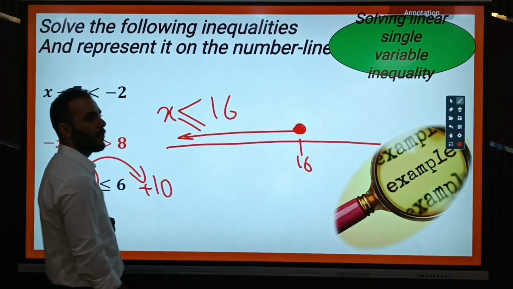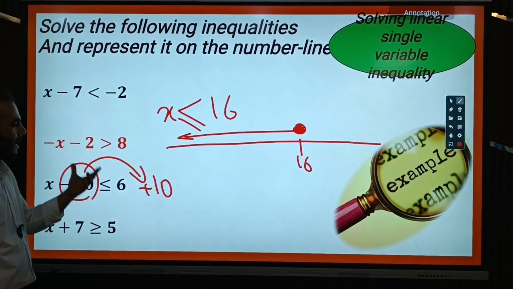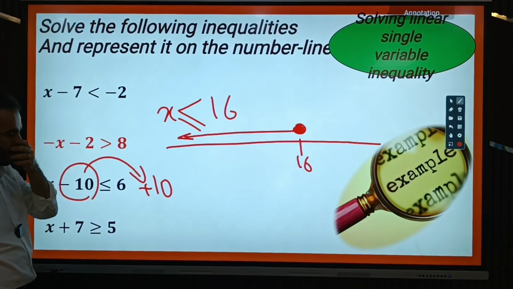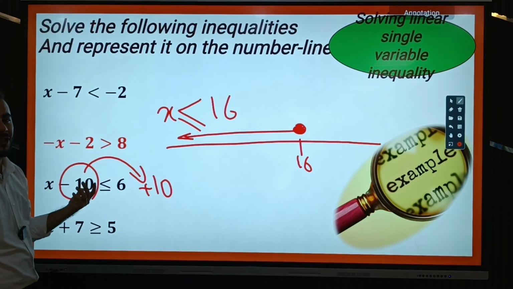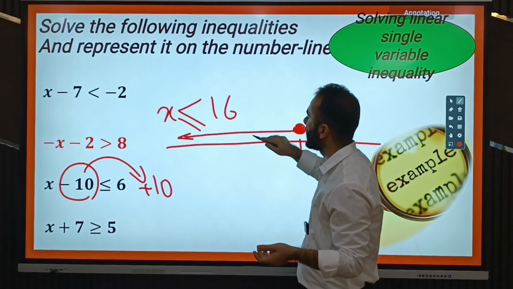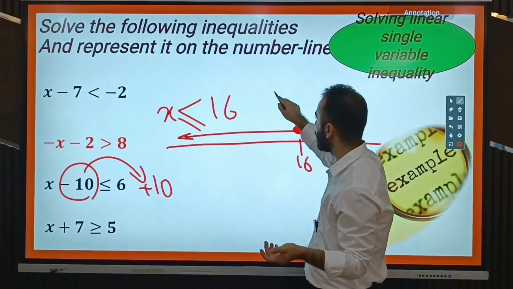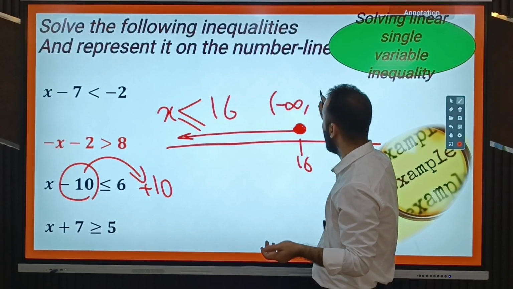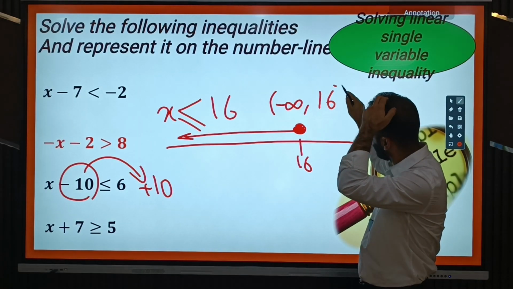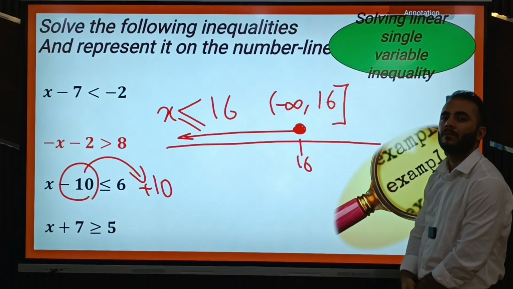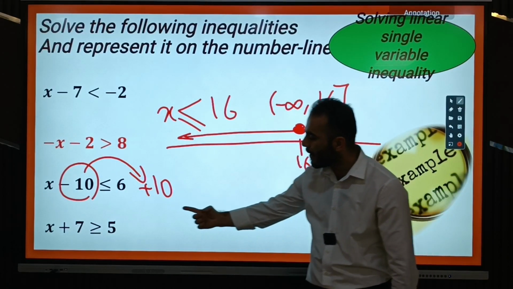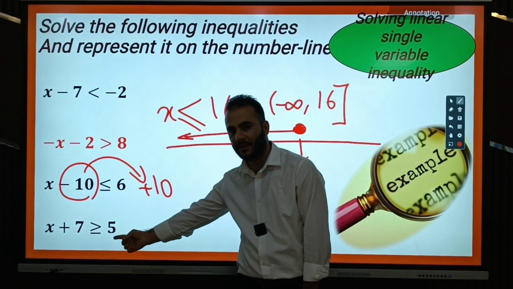Because there is an equal sign under the inequality sign. So this is how we solve an inequality and show it on a number line. And of course, if it asks you to write an interval for it, it's easy. x is less than or equal to 16, so it means from negative infinity to positive 16. Since there is an equal sign and the circle is filled, we have to put a closed interval. This is all about single-step inequality, and I hope that you solve the examples that were left by yourself.